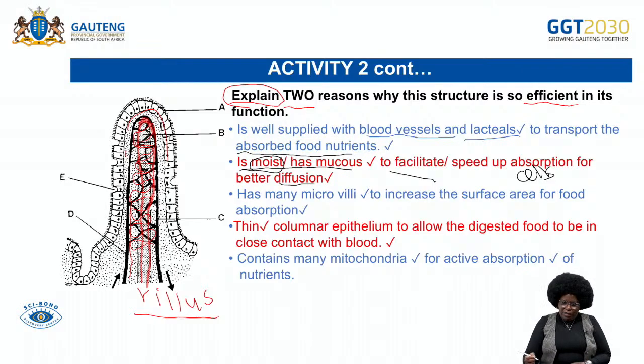And it contains mitochondria, which is for active absorption. Quickly, just remember that we spoke about osmosis, the movement of water molecules from a higher concentration to a lower concentration. And we spoke about diffusion, which is the movement of substances from a place of higher concentration to a lower concentration.